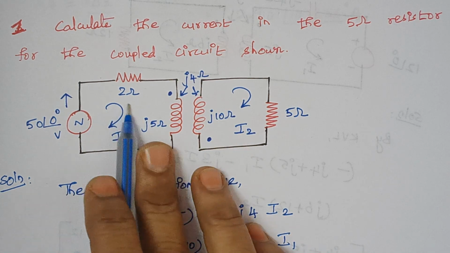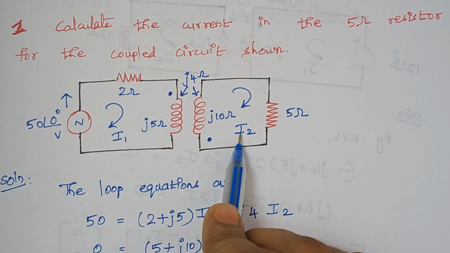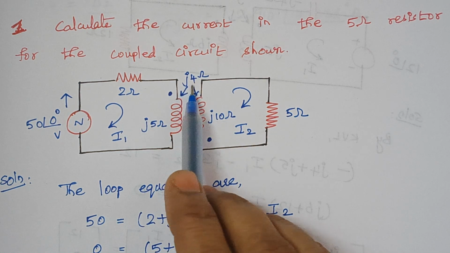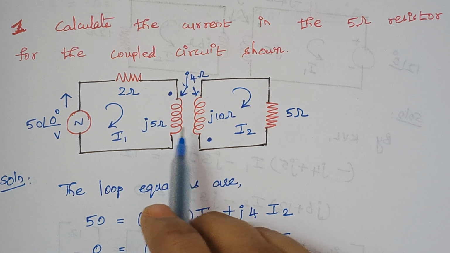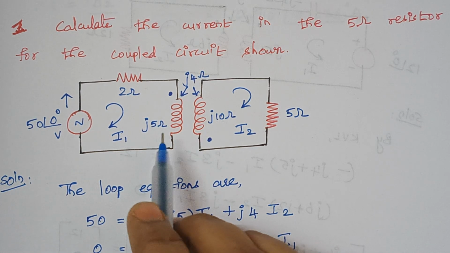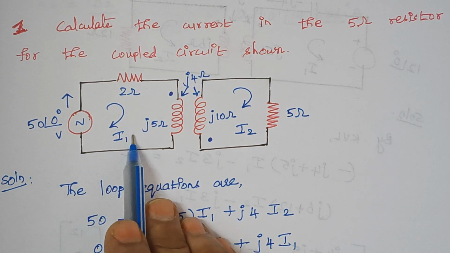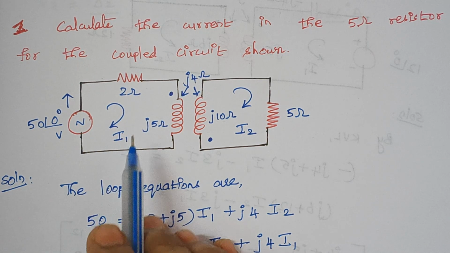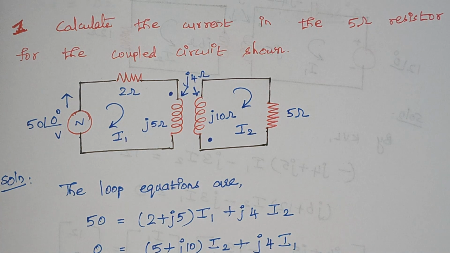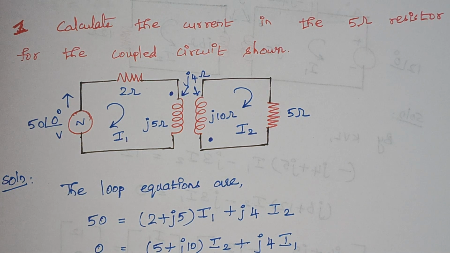Let I1 be the current that flows in the first loop and I2 be the current that flows in the second loop. And here this J4 denotes the mutual inductance that exists between these two loops. And we have a source voltage of 50 volt in the first loop. So we are requested to calculate the currents I1 and I2.